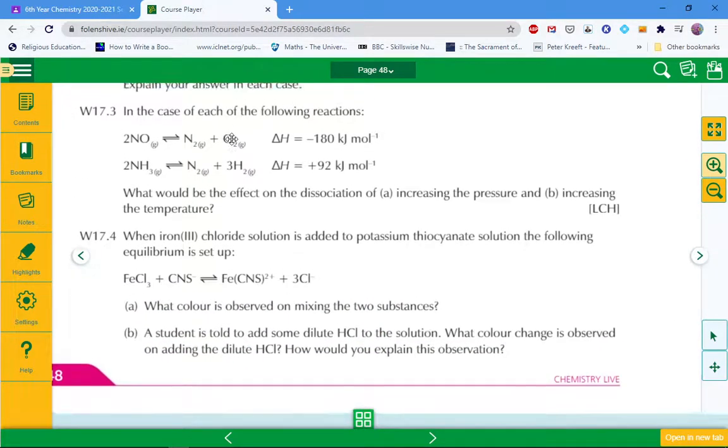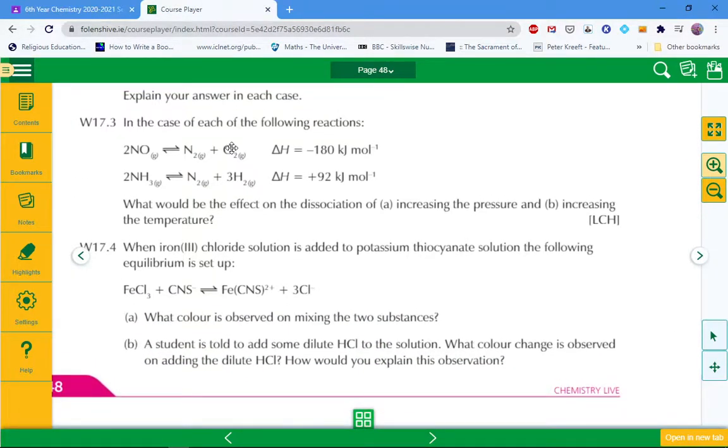17.3. In the case of each of the following reactions, what would the effect on the dissociation of A, increasing the pressure, and B, increasing the temperature? Okay, let's take pressure first of all in the first one. All in gaseous form, yes. 2 volumes on the left, 2 volumes on the right-hand side. Pressure has no effect whatsoever.